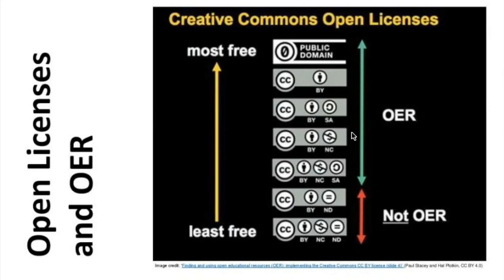So here is an ordering of the license types from the most free or the most open, so you can see public domain at the top there, and then the least free at the bottom.